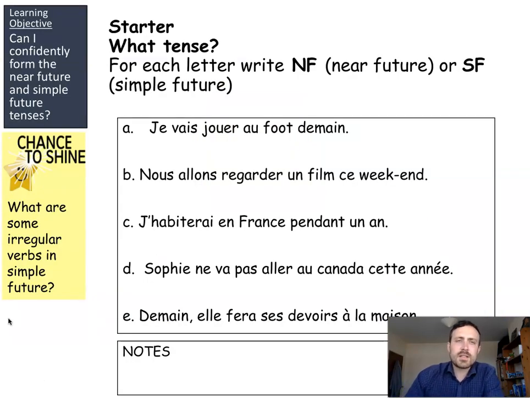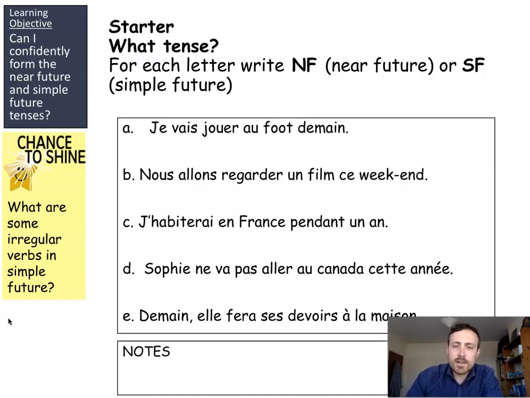So just an activity to start. I will let you do this in a minute, I'm just going to run through the instructions. As you can see, you've got 5 sentences A to E in French, which are either in the near future, NF, or the simple future, SF.